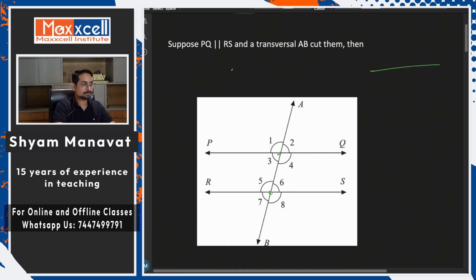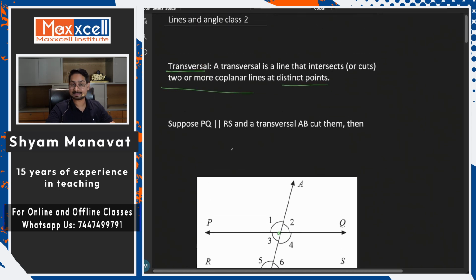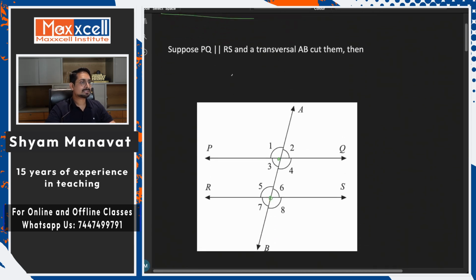So it should not be like you have L1, you have L2, and then a third line which is again passing through the same point of intersection. No, then it is not going to be called a transversal line. L3 is not the transversal line. L3 can be called a transversal line when it is intersecting the other two lines at different points, distinct points. Okay, now we'll take one example.